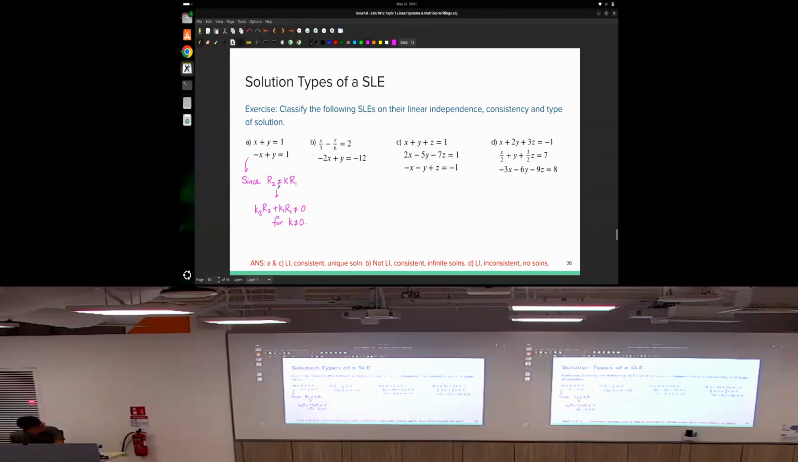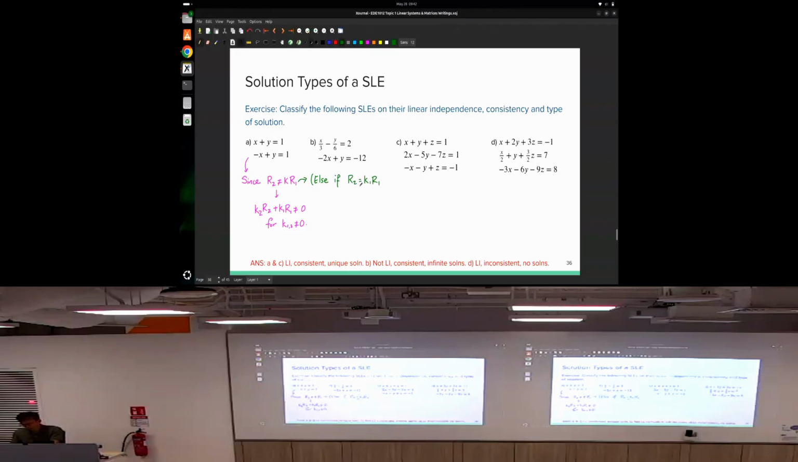So what does this mean? For example, if row 2 is not equal to some constant times row 1, that means I cannot take some constant times row 2 plus another constant times row 1, sum them up and expect to get 0 here, unless all the k's are 0. So let me write the alternative. Else, let's say row 2 equals k1 times row 1.